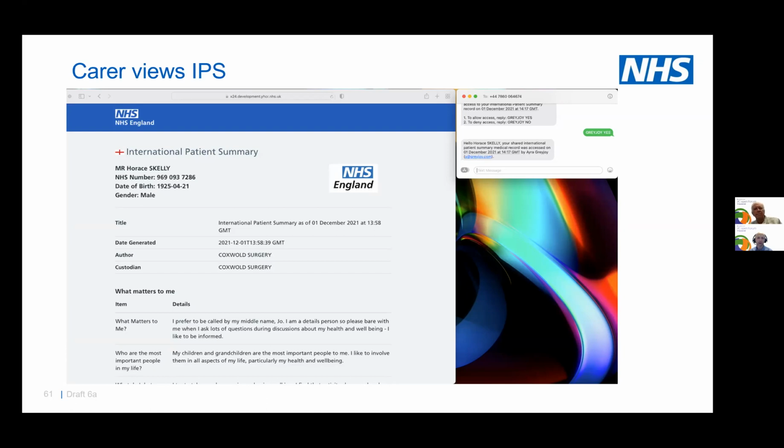Now, every time that care provider accesses that record, that would be audited within the system, but also the patient would receive a text message to confirm access. So next slide, please.